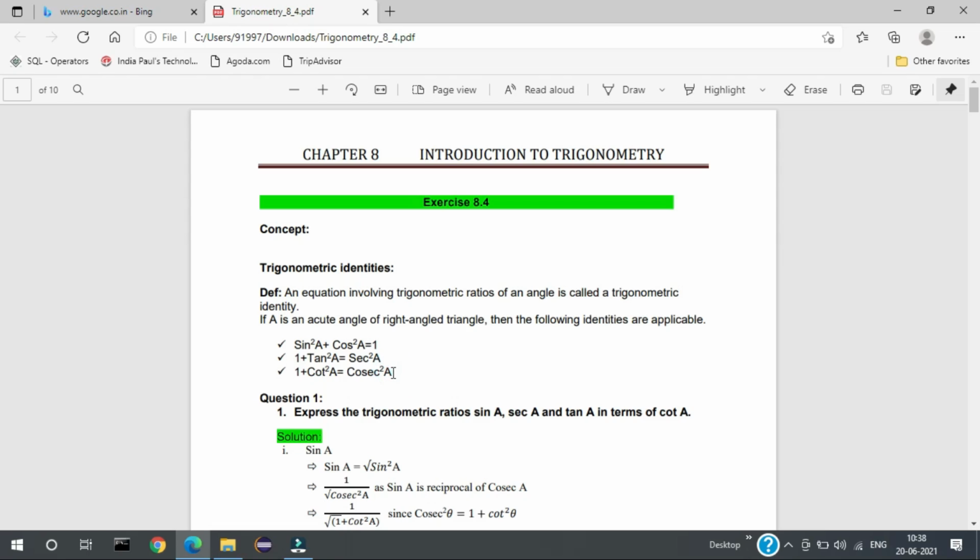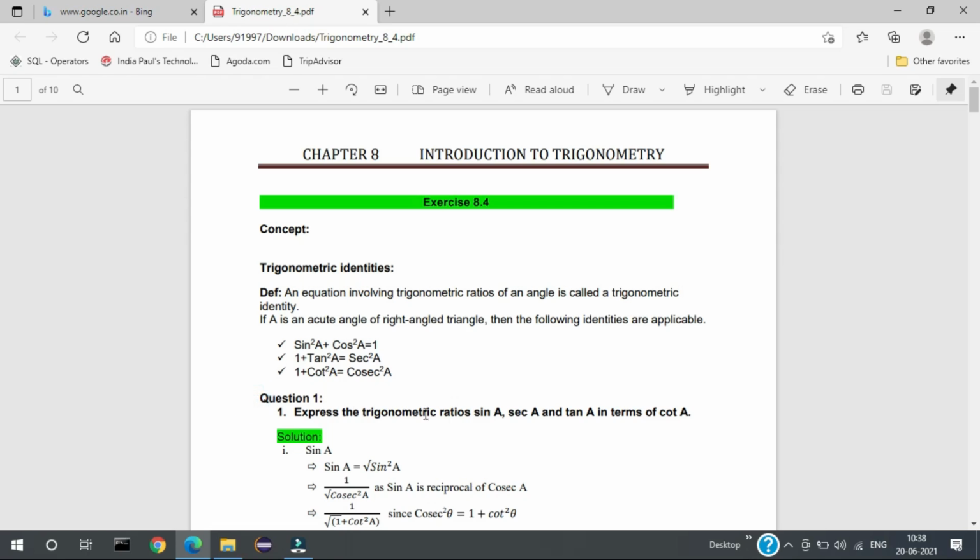Before we get to the solutions for the questions, we need to learn the formulas. What are the formulas? What are the identities? We have to know sin square A plus cos square A equals 1, 1 plus tan square A equals secant square A, 1 plus cot square A equals cosecant square A. So, coming to the problems.